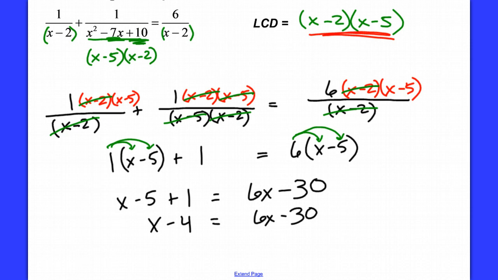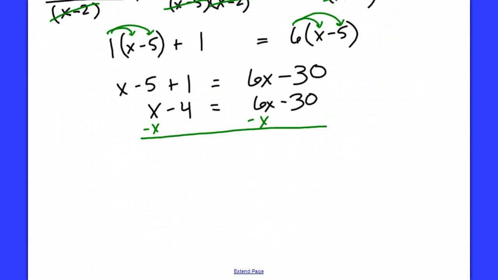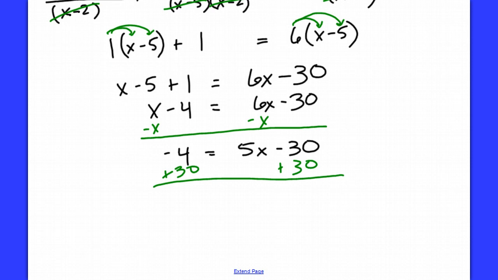Our next step then would be to subtract x from both sides. And I'm running out of space here, so let's move it up. That leaves -4 equals 5x minus 30. We'll then add 30 to both sides. And I realize I'm showing a lot of steps here. Hopefully you understand everything going on at this point. We divide by 5, and we get x is equal to 26/5.